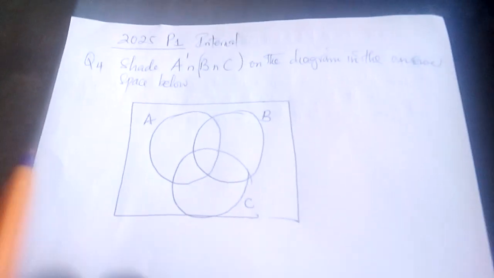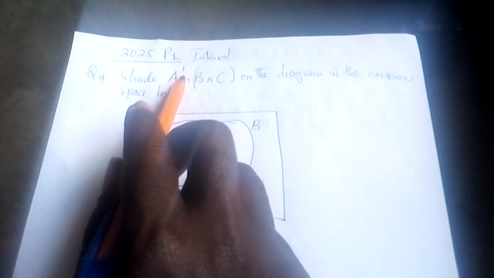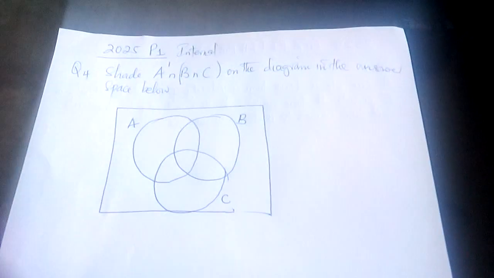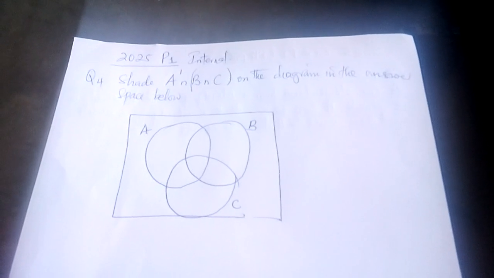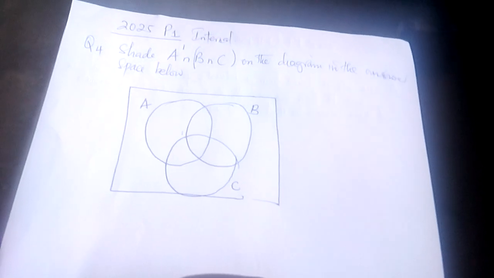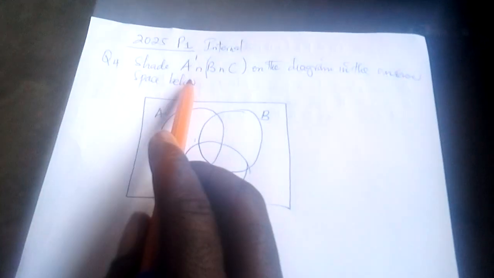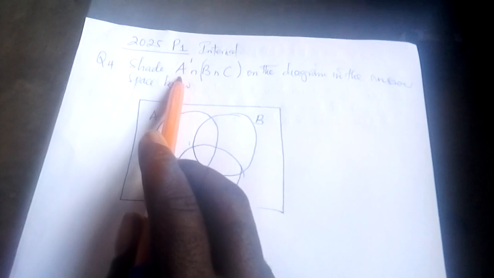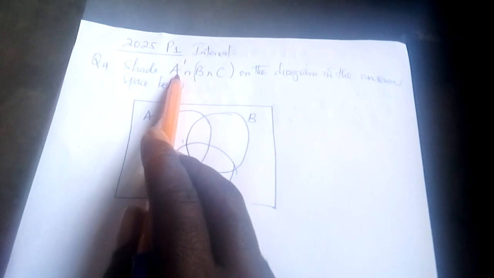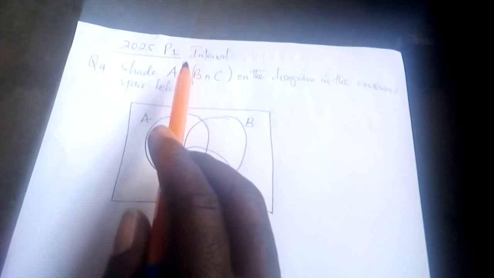Before we start, the question says: shade A complement intersection open bracket B intersection C close bracket on the diagram in the answer space below. So we need to shade on this diagram. But how then do we shade? You need to understand that A complement means the members that are not contained in set A. Then intersection means what is found in both sets. That's what intersection is.